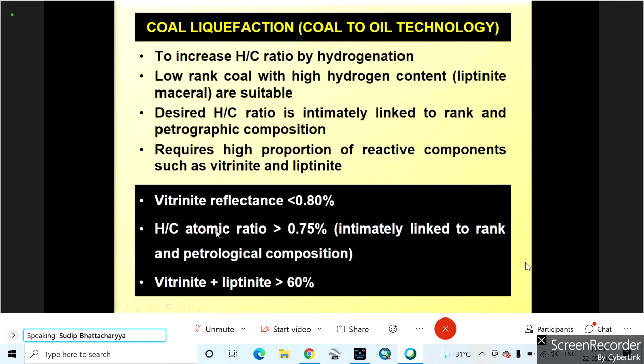And for this, going by the vitrinite reflectance value, the coal should be less matured. Why? If it is more matured, more vitrinite will be there. If it is less matured, liptinite will be there, and more aliphatic chain, that is straight chain and side chain, will be there. Less aromaticity is there. So less rank coal will be very important for that. These things are very important in your petrographic study for conversion of coal to oil.